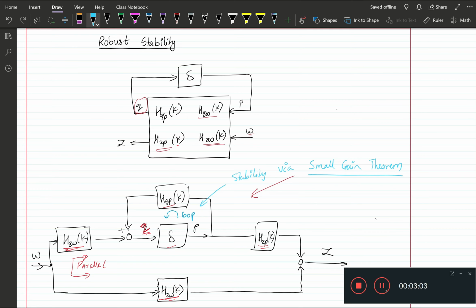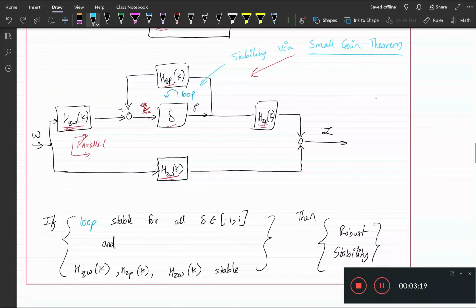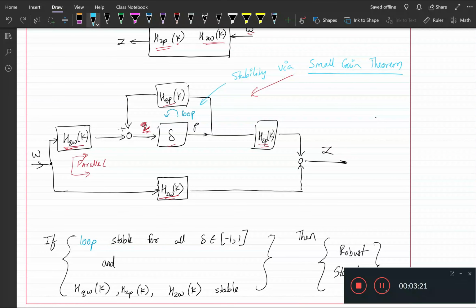So how do we analyze robust stability for any delta between -1 and 1? We always keep in mind that delta is known to be between -1 and 1. So the answer is as follows: if this loop is stable for all delta between -1 and 1, and if all the other transfer functions are stable, then we do have robust stability.